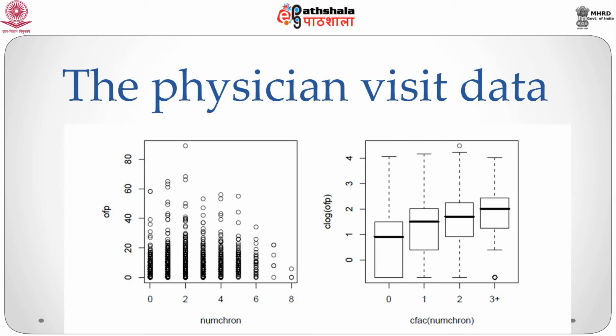the plot to the left is simply a scatter plot of the data, while to the right, the number of chronic conditions given by OFP has been categorized, and we can see from the box plots that there is a lot of variation in the data, and that it does not appear that the mean and the variance for this data set would be identical. So we would expect a situation of over-dispersion.